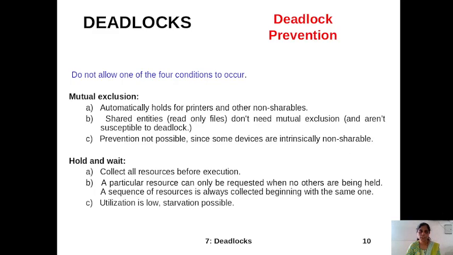So deadlock prevention, as we said, means we are going to avoid any one of the conditions. For example, mutual exclusion. Wherever it is possible, we will try not to use mutual exclusion. Wherever we have shared entities, for example read-only files, we do not require mutual exclusion, where 2 processes can read simultaneously. So for that type of process, it's not necessary to have mutual exclusion.